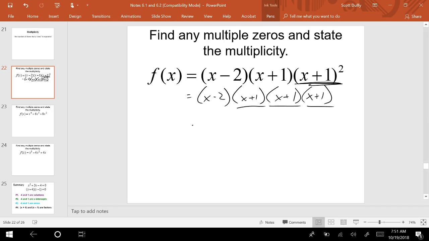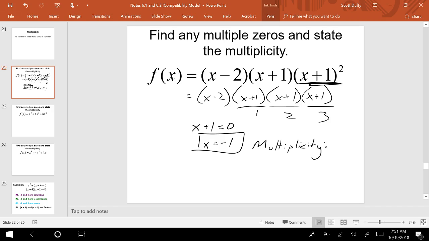So when we set that equal to 0, you solve for x equals -1. It's going to cross there. But the multiplicity is 1, 2, 3. So this has a multiplicity of 3.